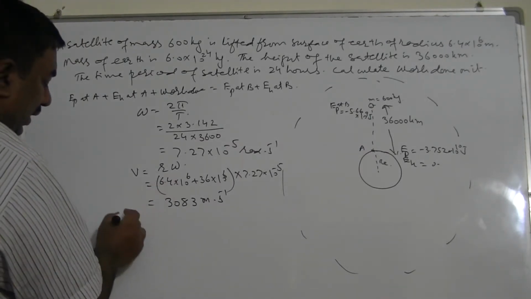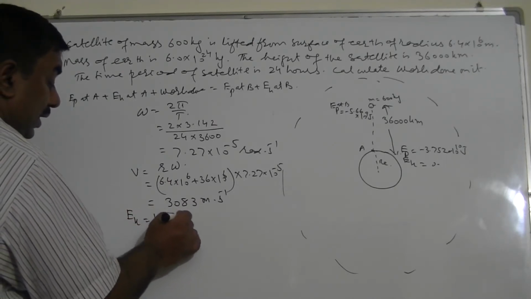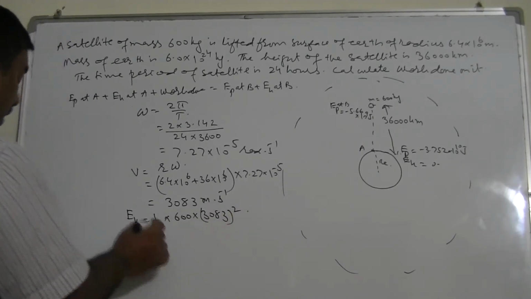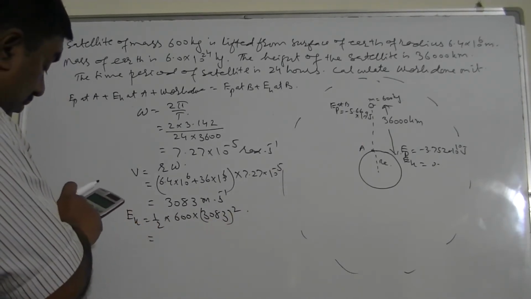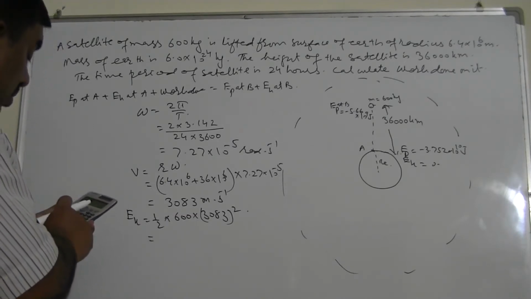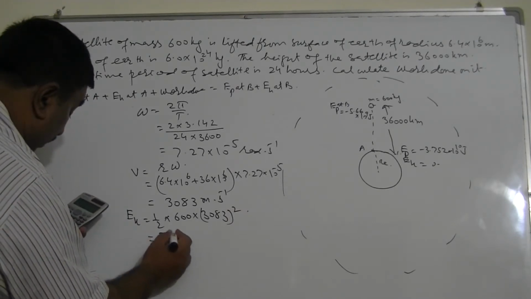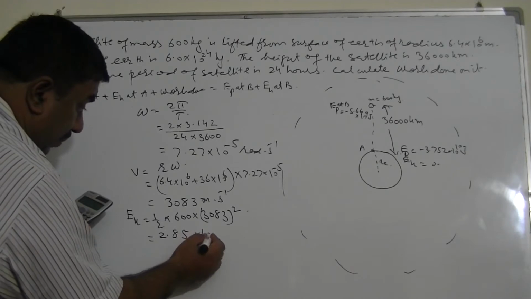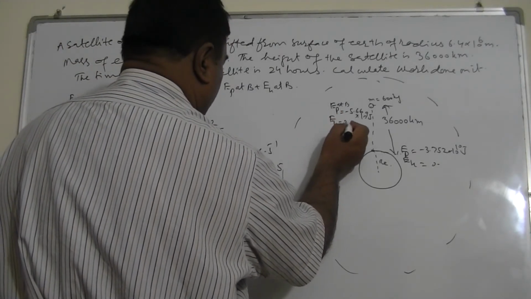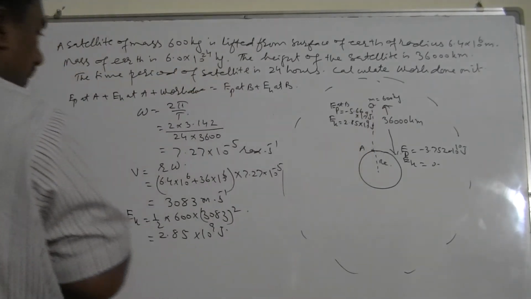I can now calculate EK. EK is 1 upon 2 into 600 into 3080 whole square. So I get the answer 2.85 into 10 power 9 joules. So EK here is 2.85 into 10 power 9 joules at this point B.